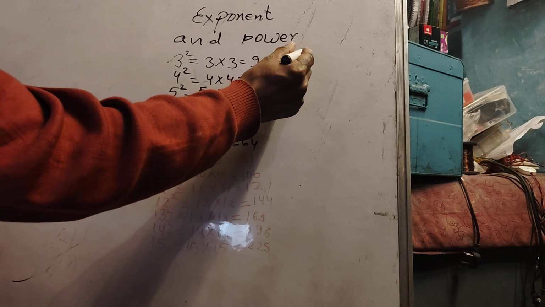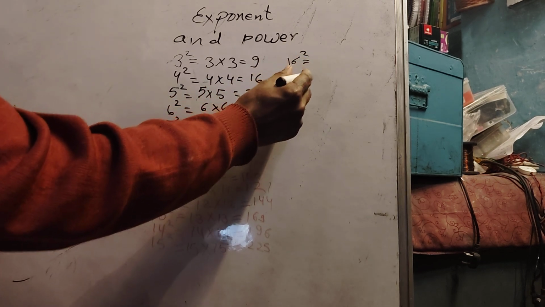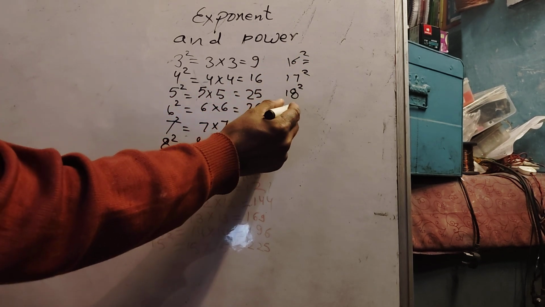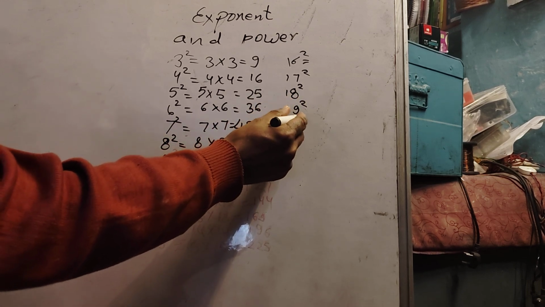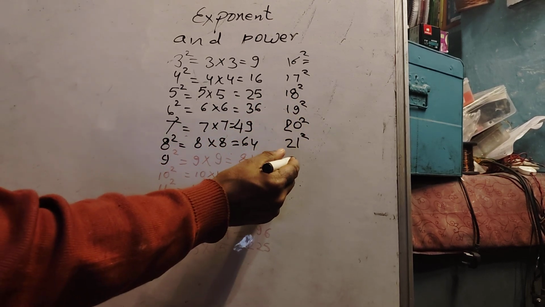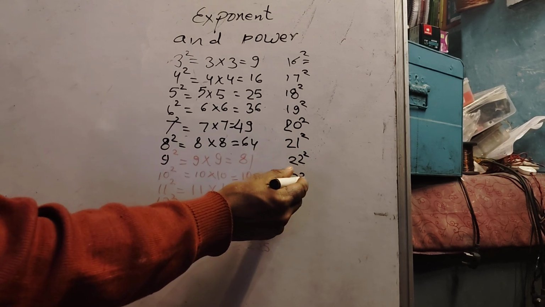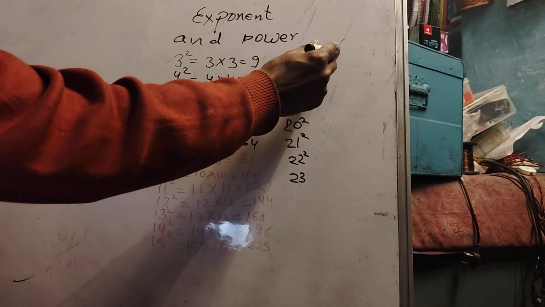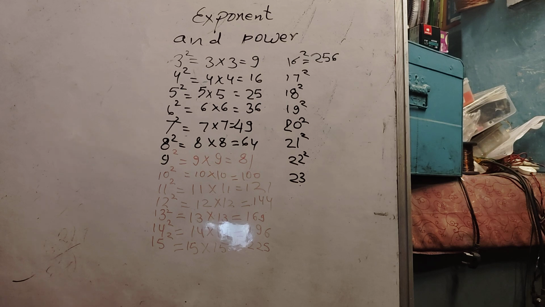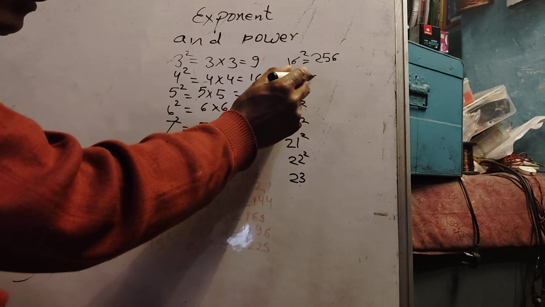16 square is 256. Then 17 square is what? 256. Correct. 17 square. Okay, just give me a minute. 289.